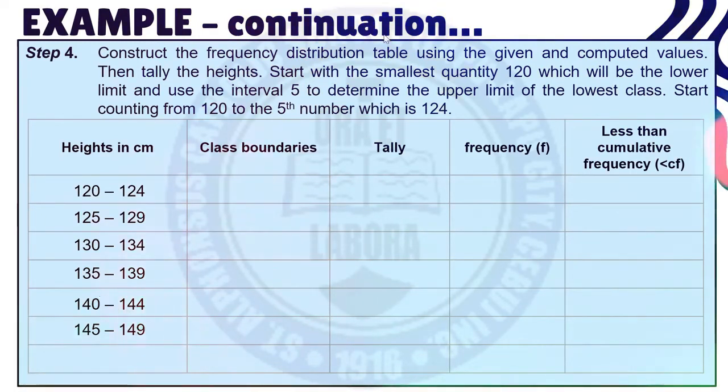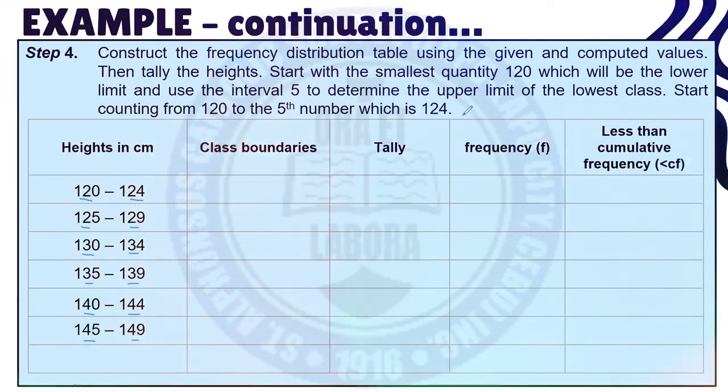So in this case, we have here the lower limit. So we have 120, 125, 130, 135, 140, 145. And our upper limit would be 124, 129, 134, 139, 144, and 149.